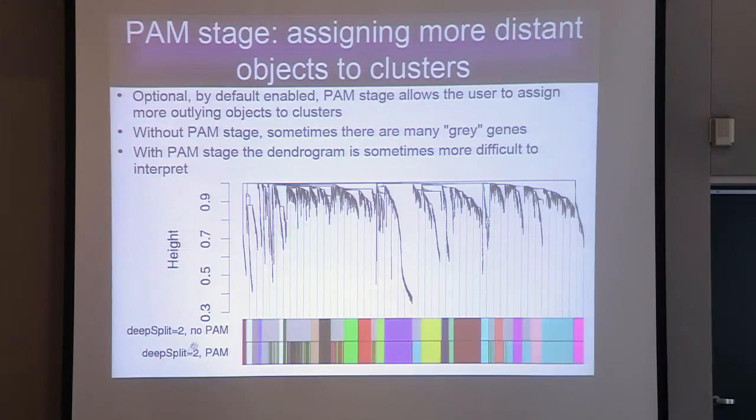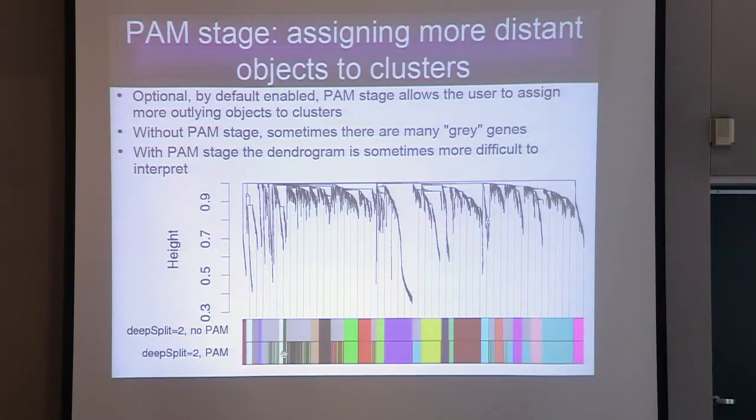So here's an example of deep split equal 2. That's the middle, and default, deep split. So you get a nice set of clean modules. But here there are a lot of genes that may belong to a module, but they're not assigned because there are 2 modules that merged before, and that's above a merge.